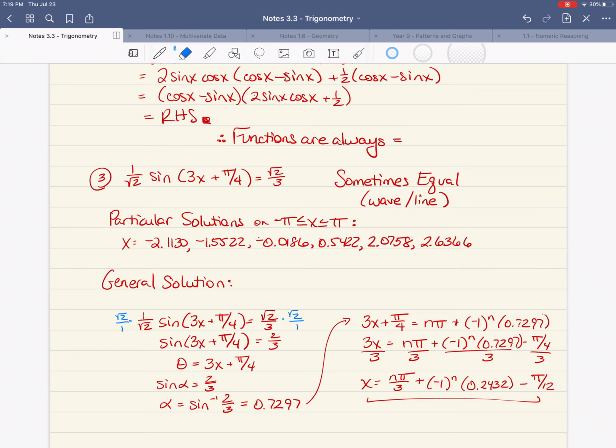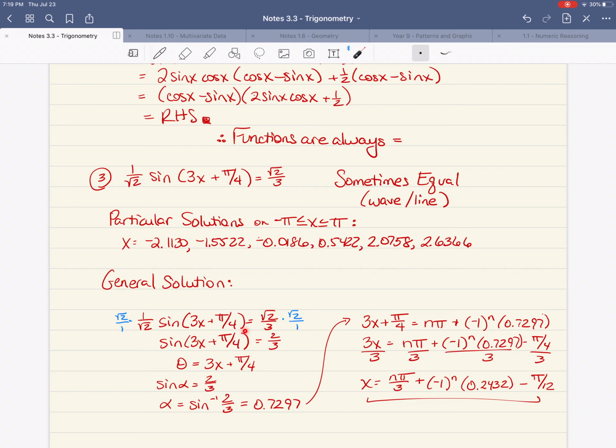All right. So because it's sometimes equal again, we've got to do particular solutions. Remember the negative pi to pi? List them out right here, to 4 decimal places. General solution here. This is the easy one because it's equal to a number.